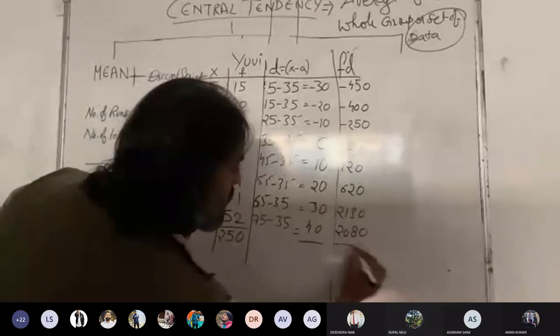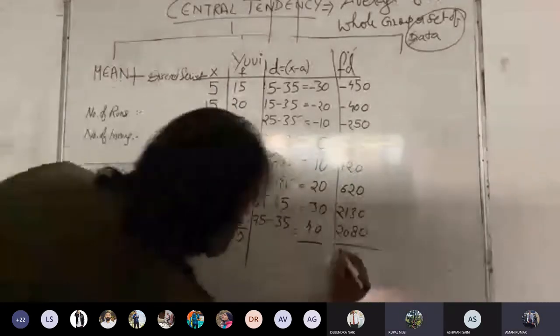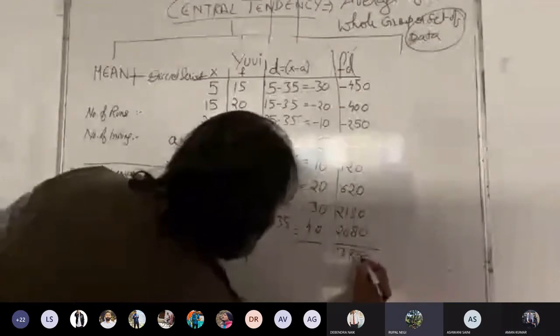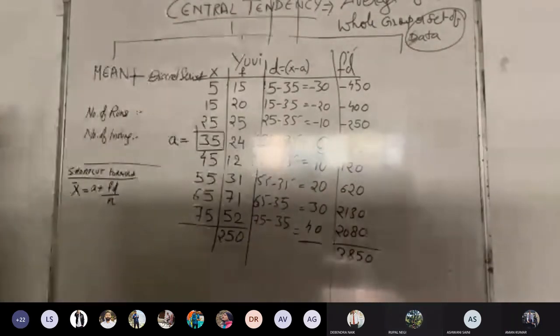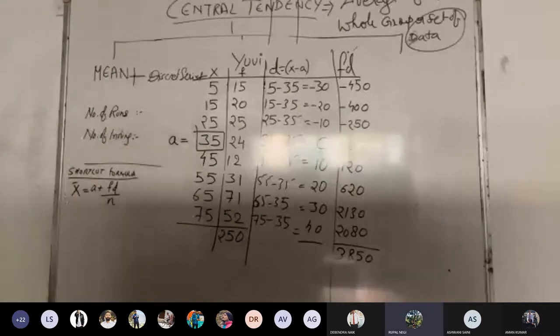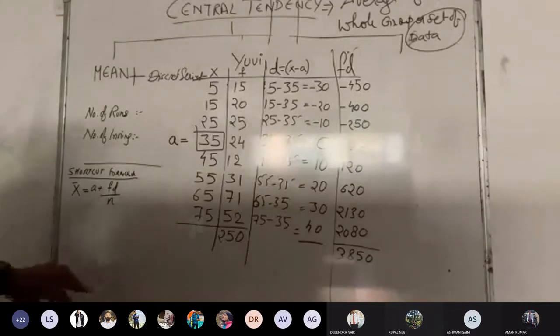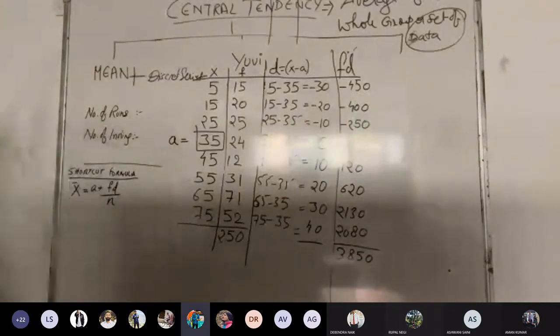2080, isn't it? Yes, sir. Okay. What's the total? 50. Okay. Very good. And what is the N, the number of innings? 250. Okay. And what is the arbitrary number here?